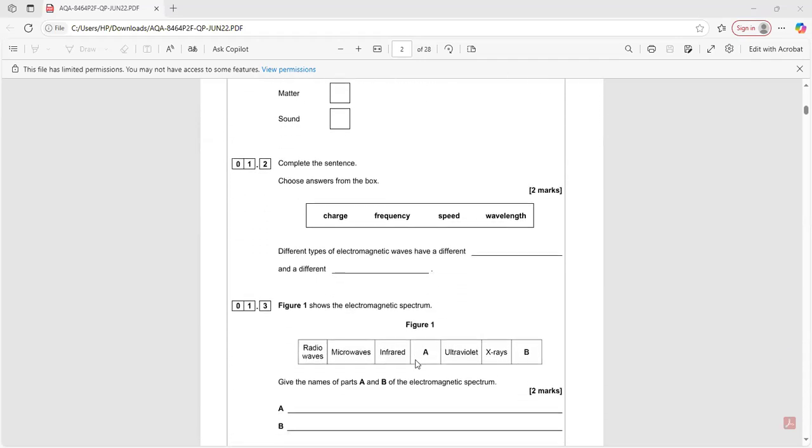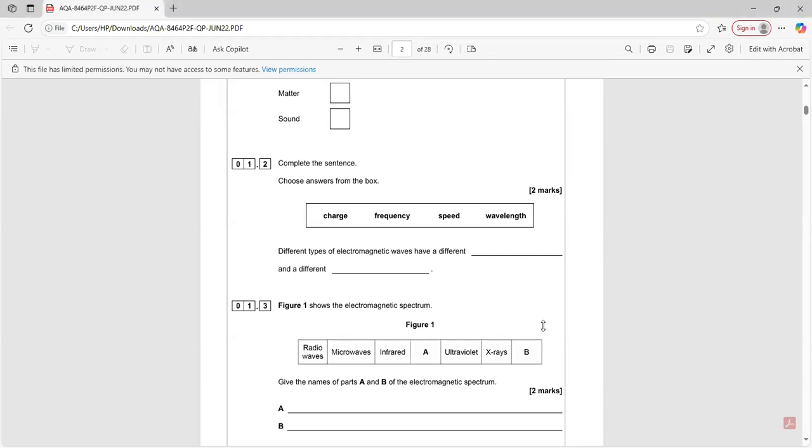How about this next one? Different types of electromagnetic waves have a different what? Frequency, okay, and a different wavelength. Did you say wavelength? Yes. Okay, good.